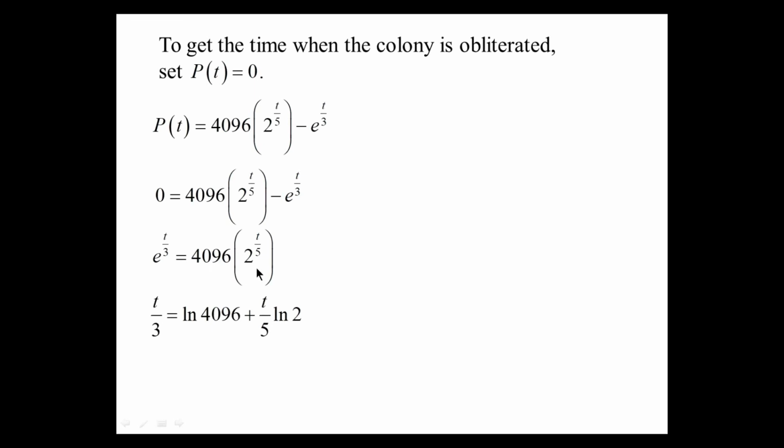And ln of the right is, well, it's a product, so it'll be the sum of lns. Ln 4096 plus ln of 2 to the t over 5. The t over 5 goes out in front, so it's t over 5 ln 2. I multiplied through by 15 again. 15 over 3 is 5t. 15 ln 4096. 15 over 5 is 3t ln 2. So I multiplied through by 15 to clear away those fractions.